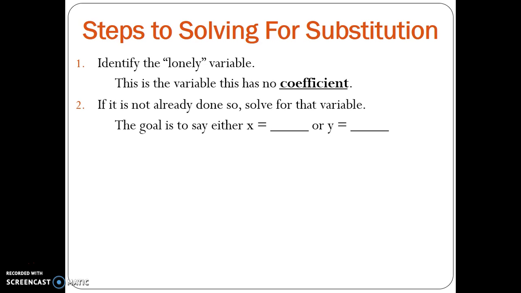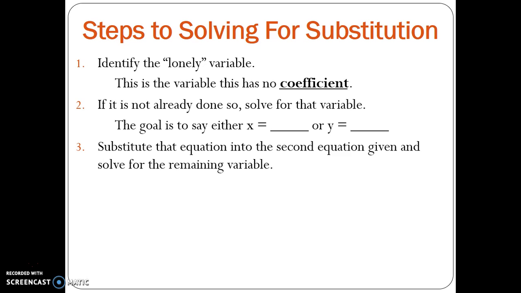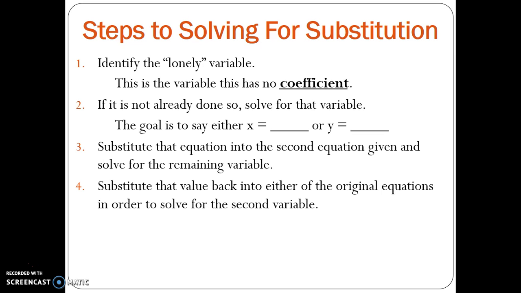So the goal of this is just to say that either x equals some expression or y equals some expression. Doesn't matter which one. Step 3 is substitute that expression into the second equation given and solve for the remaining variable. We'll see what that means in a minute. Step 4 is substitute that value back into either of the original equations in order to solve for the second variable. So what we solved for in the first one, we're going to put back into one of our original equations.